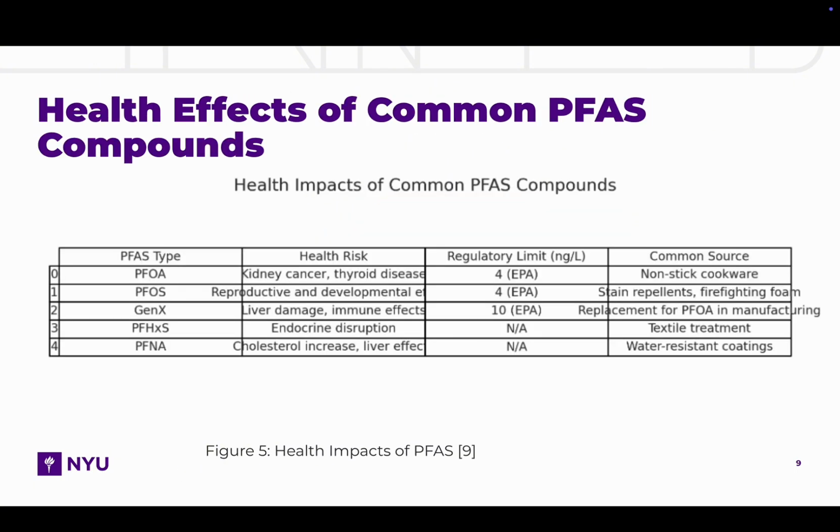This table summarizes key information about five prevalent PFAS compounds: PFOA, PFOS, GenX, PFHxS, and PFNA. PFOA is linked to kidney cancer and thyroid disease. The EPA has set a maximum contaminant level, or MCL, of 4 parts per trillion for PFOA in drinking water. Common sources include nonstick cookware and stain-resistant fabrics.